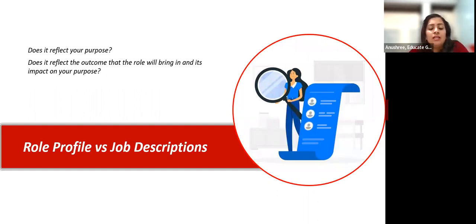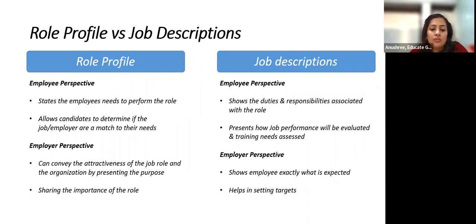Then looking at the role profile versus job descriptions, I think it's very important that we call out the right job description when we share it with organizations. I'll say it's more of a role profile that you share rather than a job description. Ensure that you ask: does it reflect your purpose? Is it giving a complete detailed overview of what you do, and how it impacts further? Does it reflect the outcome that the role will bring? Most important thing, language does matter. Do not use corporate lingo or jargon. You will work into it, but write what the role brings about as such.